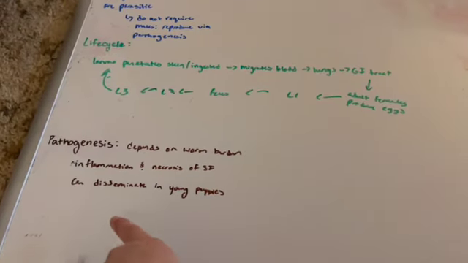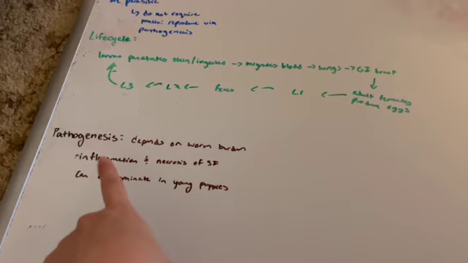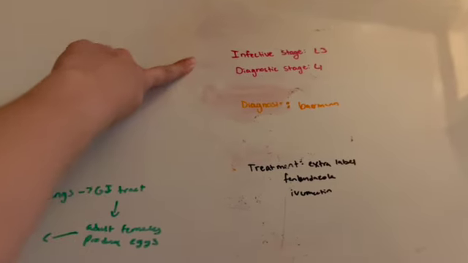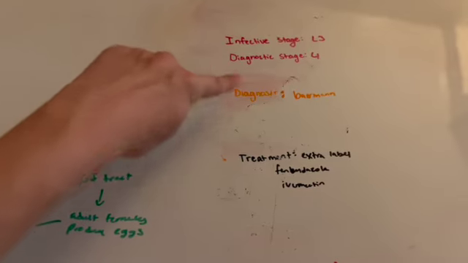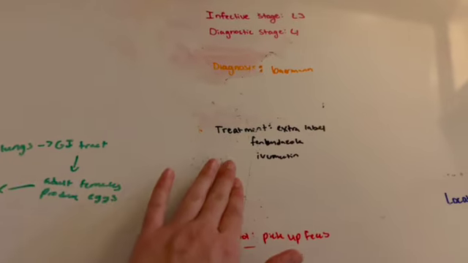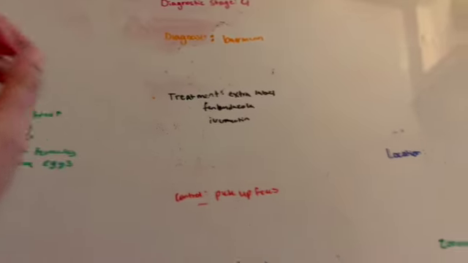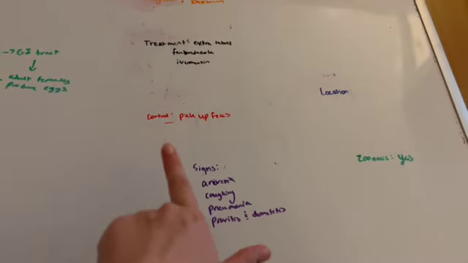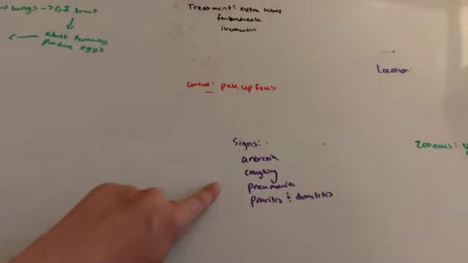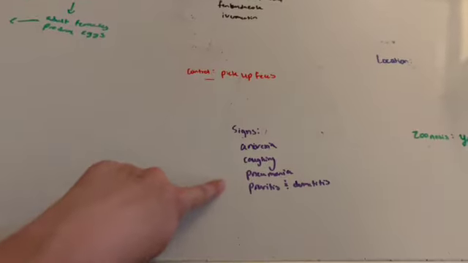Pathogenesis depends heavily on the worm burden, causes inflammation and necrosis of the small intestines, and can disseminate in young puppies. Infective stage is L3, diagnostic stage is L1. Diagnosis, because this is a larva, is going to be a Baermann. Treatment is extra label, so fenbendazole and ivermectin. Control is, of course, pick up your feces. It is zoonotic because we're one of the definitive hosts. Signs are going to be anorexia, coughing, pneumonia, pruritus, and dermatitis.